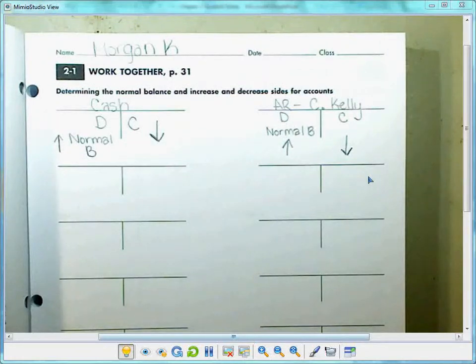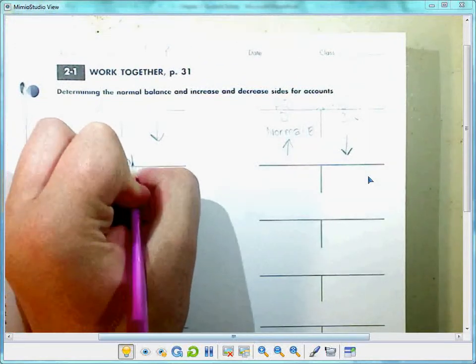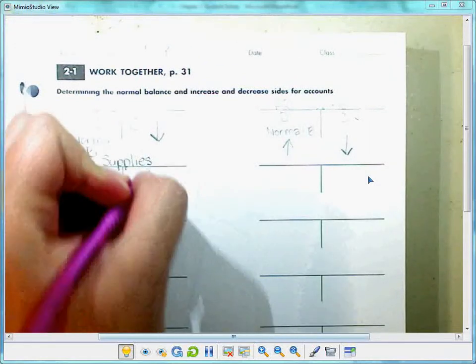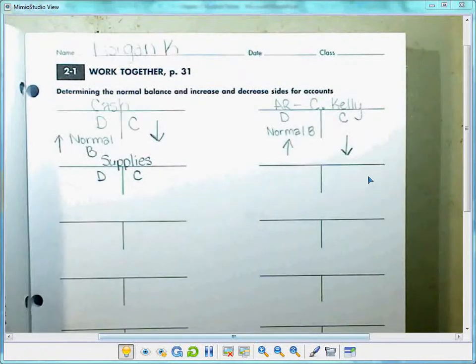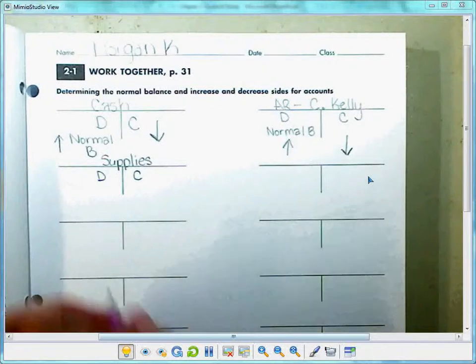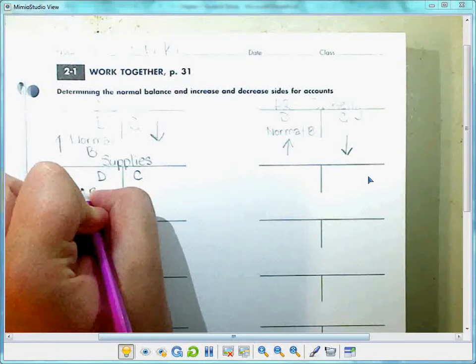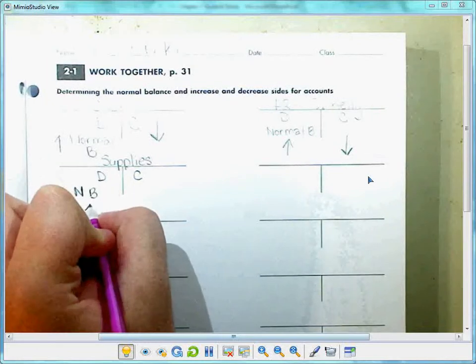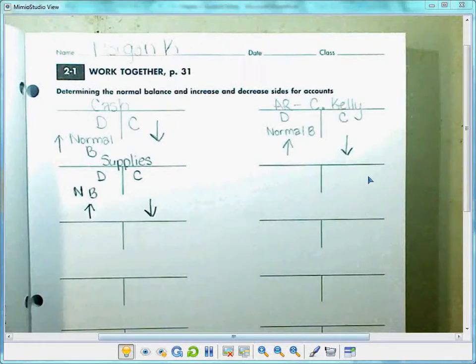Okay, our next account, supplies. It's an asset, so it's exactly the same as the previous two. So debit and credit are still on the left and right. Normal balance is still the debit side then. So that's our upside, credit, our downside. Okay, I know this seems repetitive, but the more you practice it, the more it'll just get in your memory, it'll just become second nature to you, and you'll remember it.